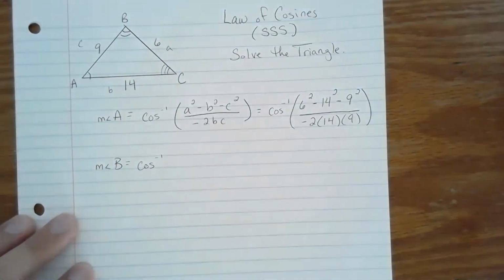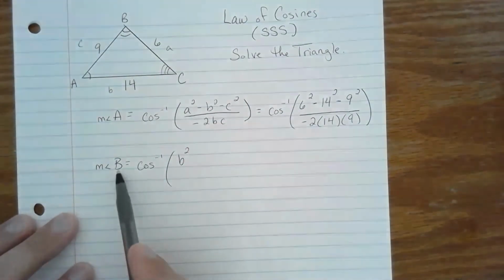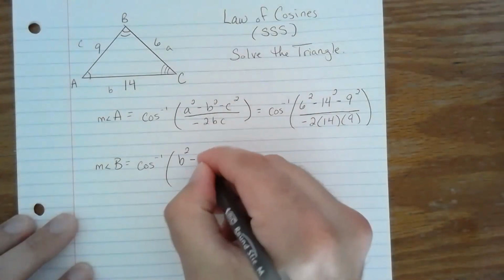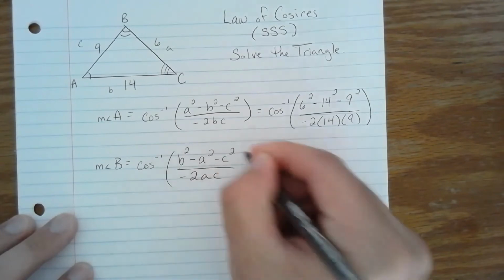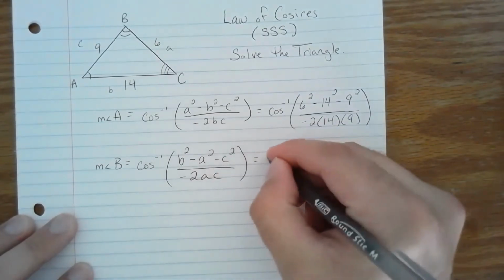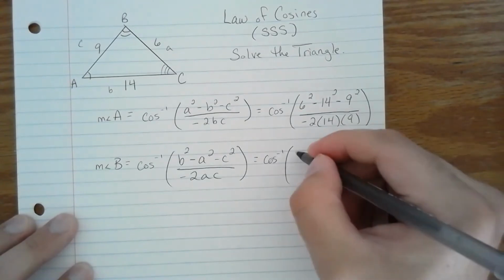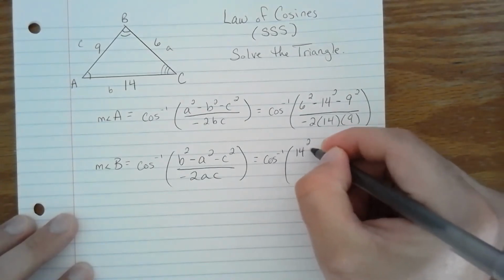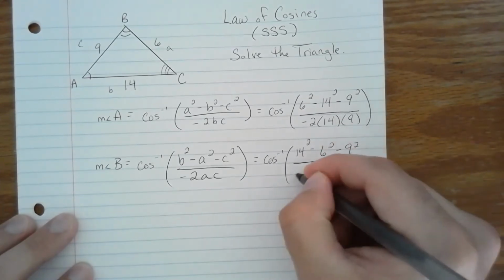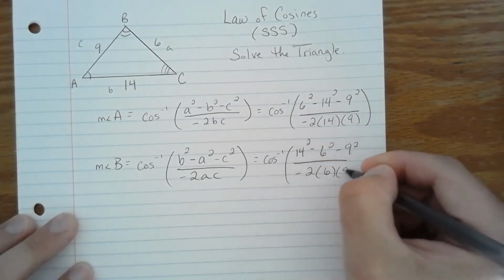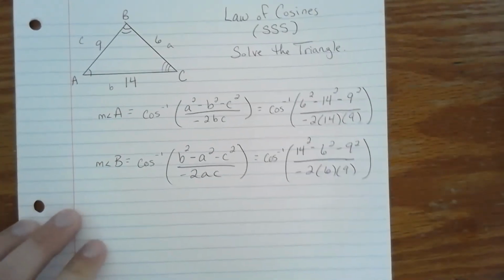I don't want to do anything too crazy here. This form is just going to swap what goes first. So with big B, we'll start with little b, and then we'll subtract a squared and c squared all over negative 2ac. This is just a matter of plugging in values. So this time we lead off with the 14 because that's our b squared, minus our 6 squared minus our 9 squared, all over negative 2 times 6 times 9. And there we go, we can find the measure of angle B.